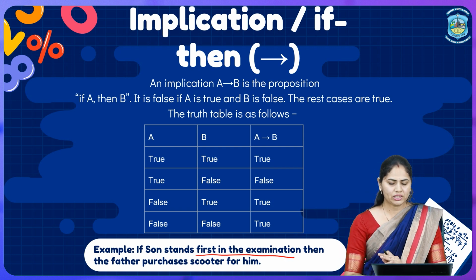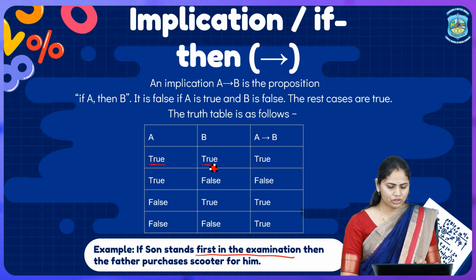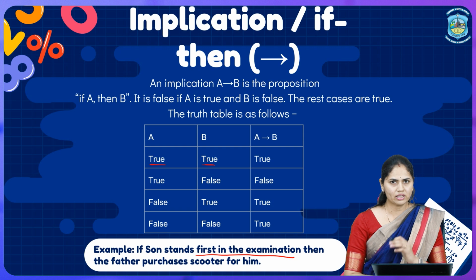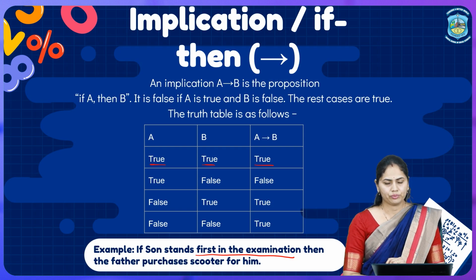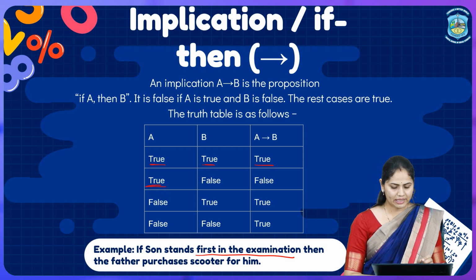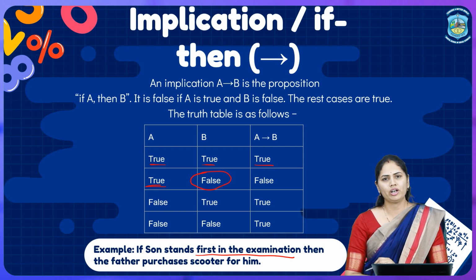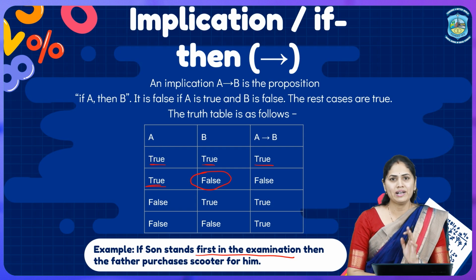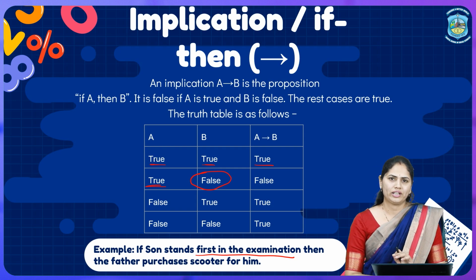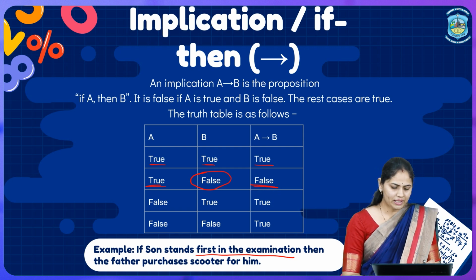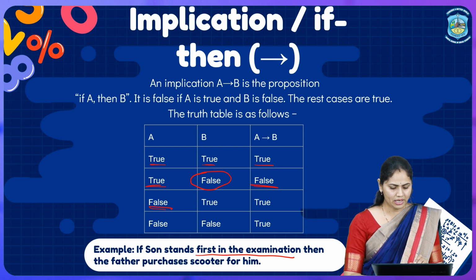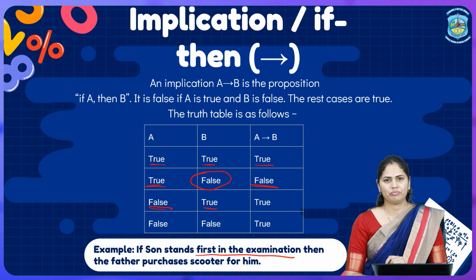So, let us understand with this truth table. The son stands first in the examination and the father purchases a scooter for him. So, both are correct, so it will be true. Now, the son stands first in the examination and the father didn't purchase a scooter for him. So, it will not be correct because the condition is satisfied, but the promise is not fulfilled. So, its value is false. Then, if the son does not stand first in the examination, and the father purchases a scooter for him, then also it will be okay.